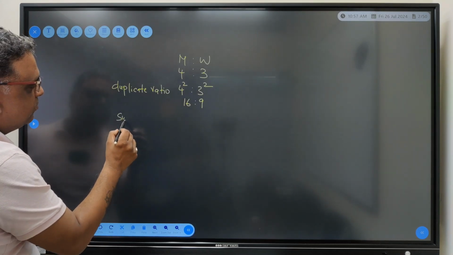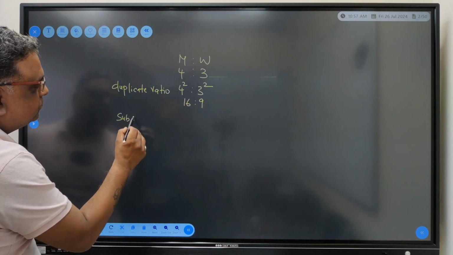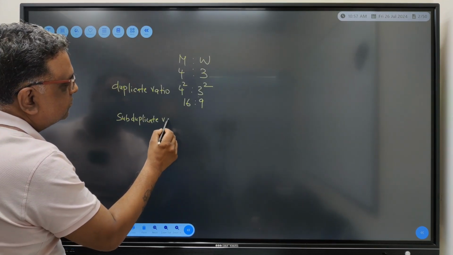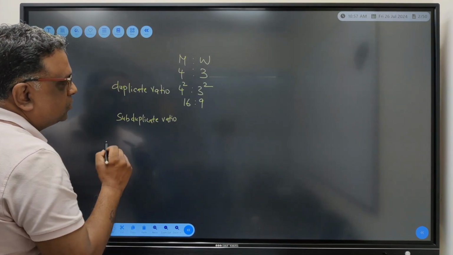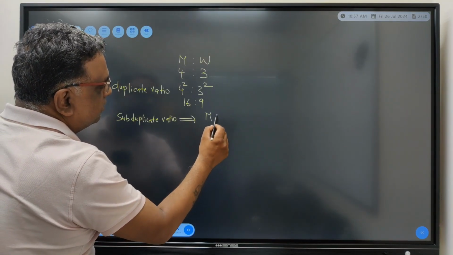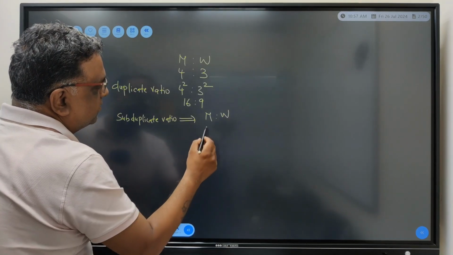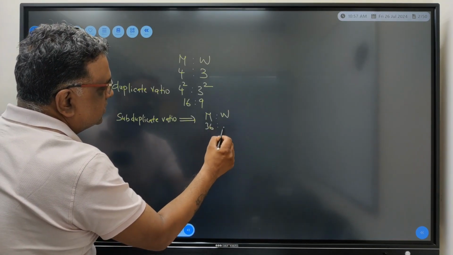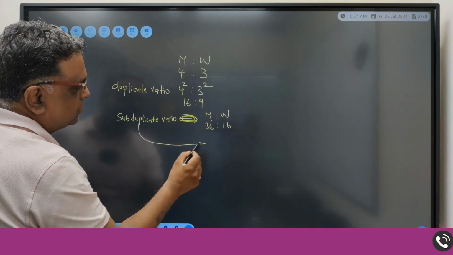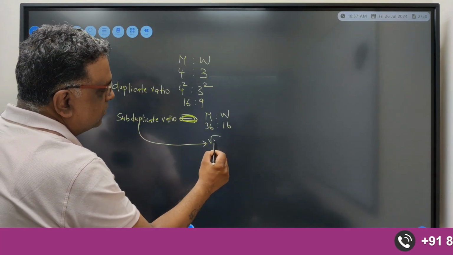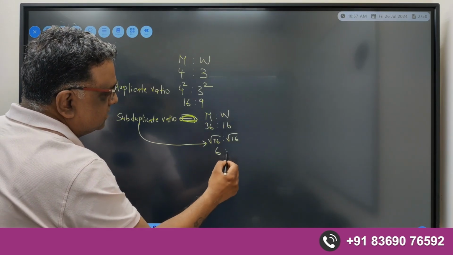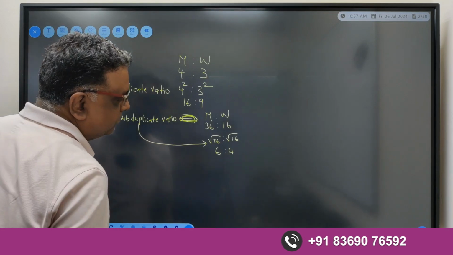What do I mean by subduplicate ratio? Subduplicate ratio means if milk and water, for example, were in the ratio 36:16, this is the main ratio, then the subduplicate ratio will be square root of 36 to square root of 16. That is 6:4. Correct?